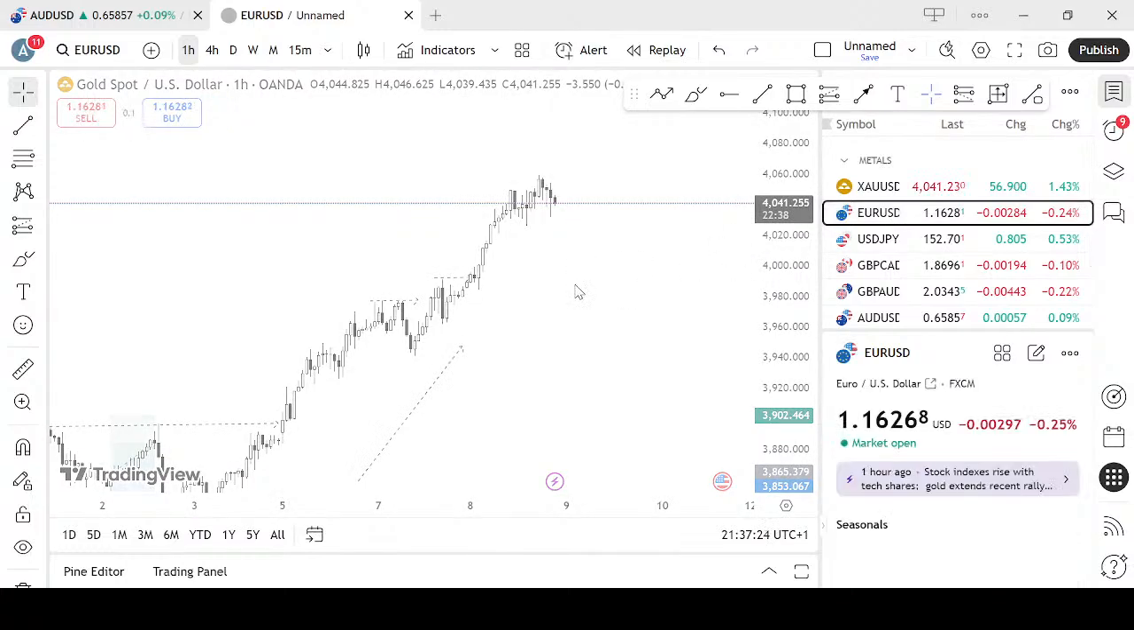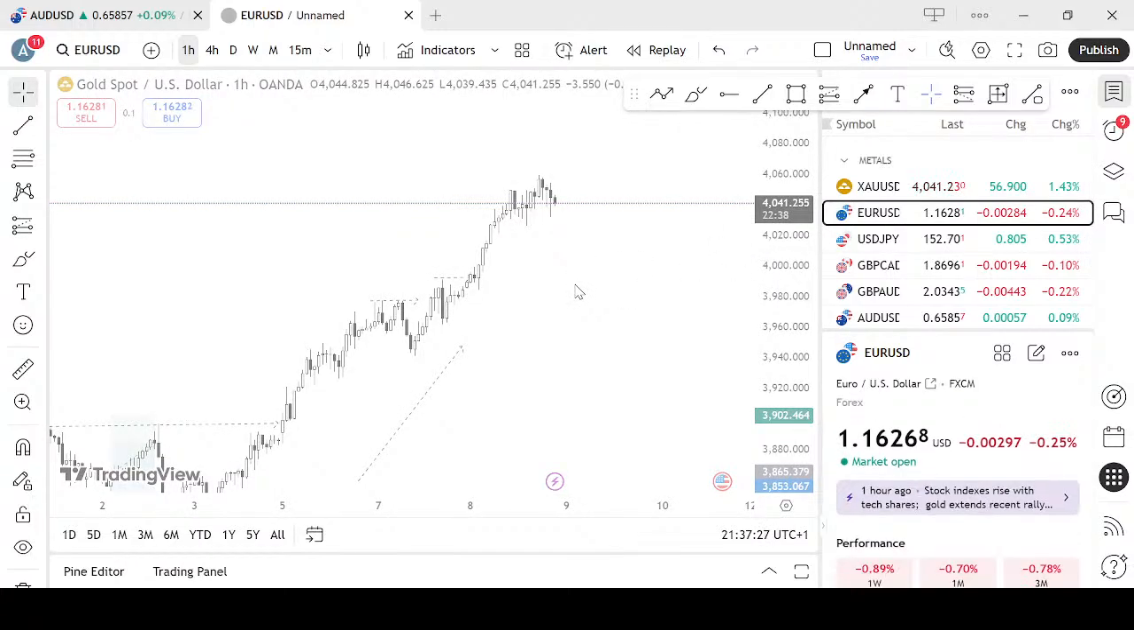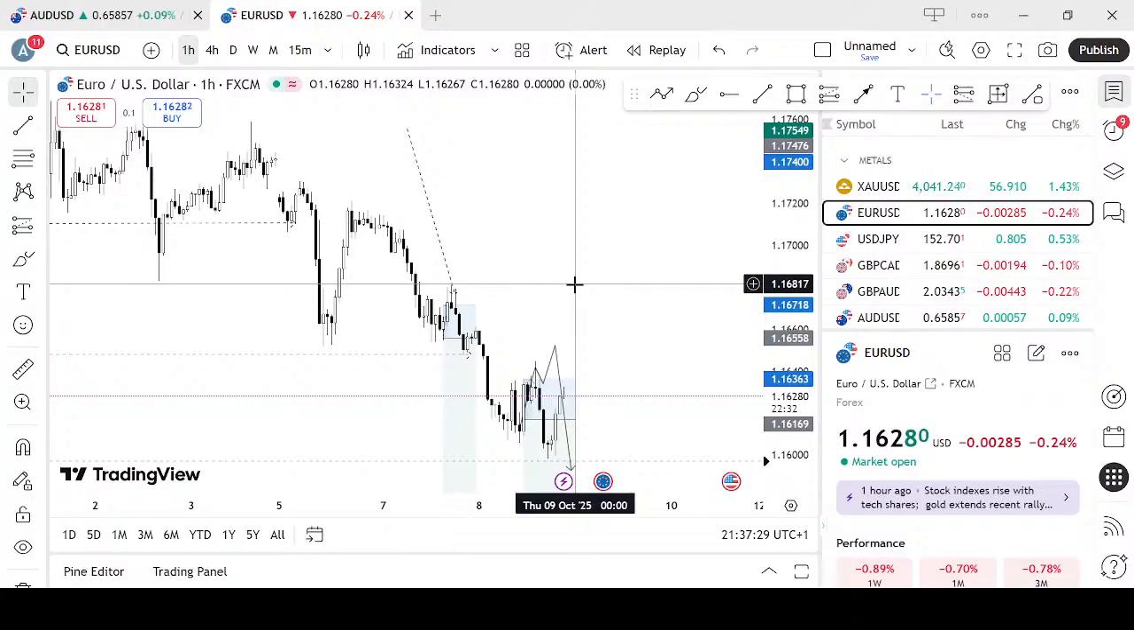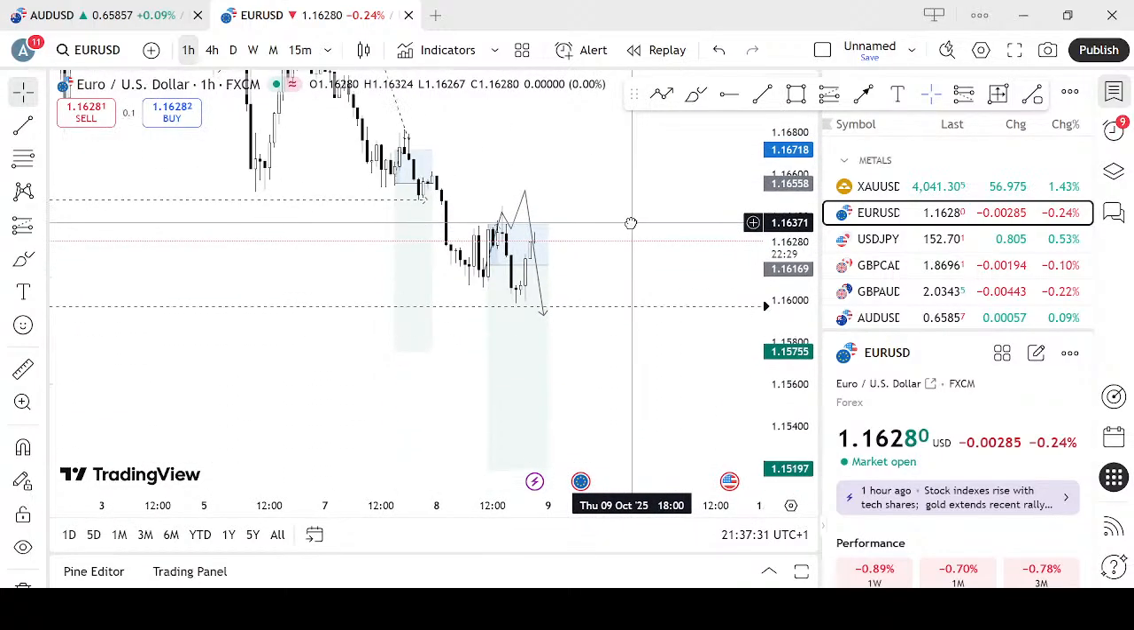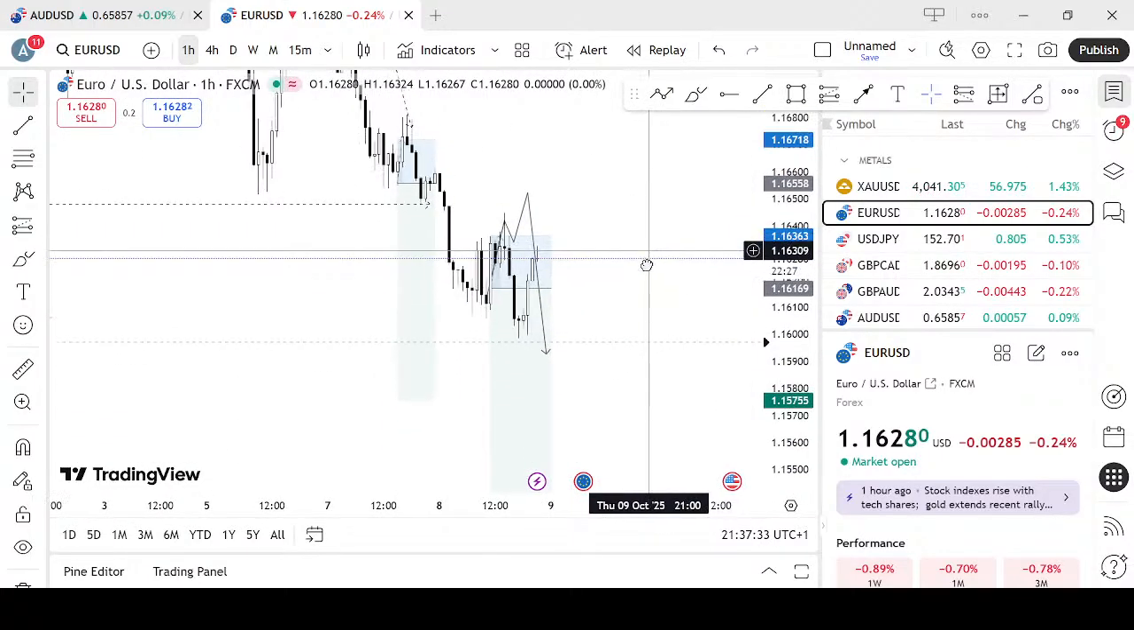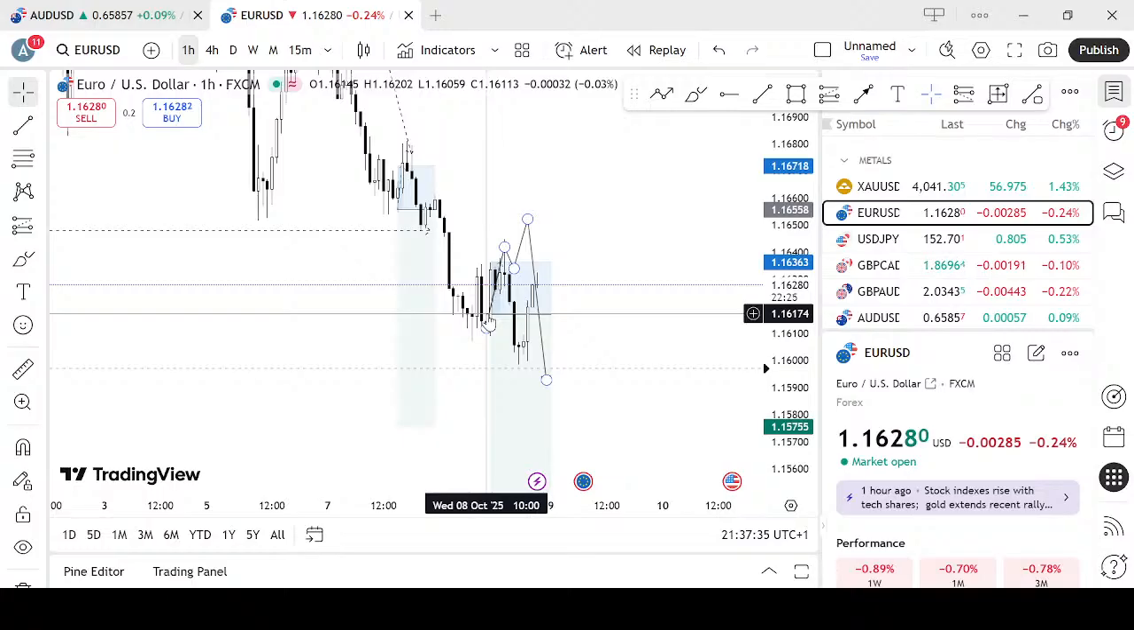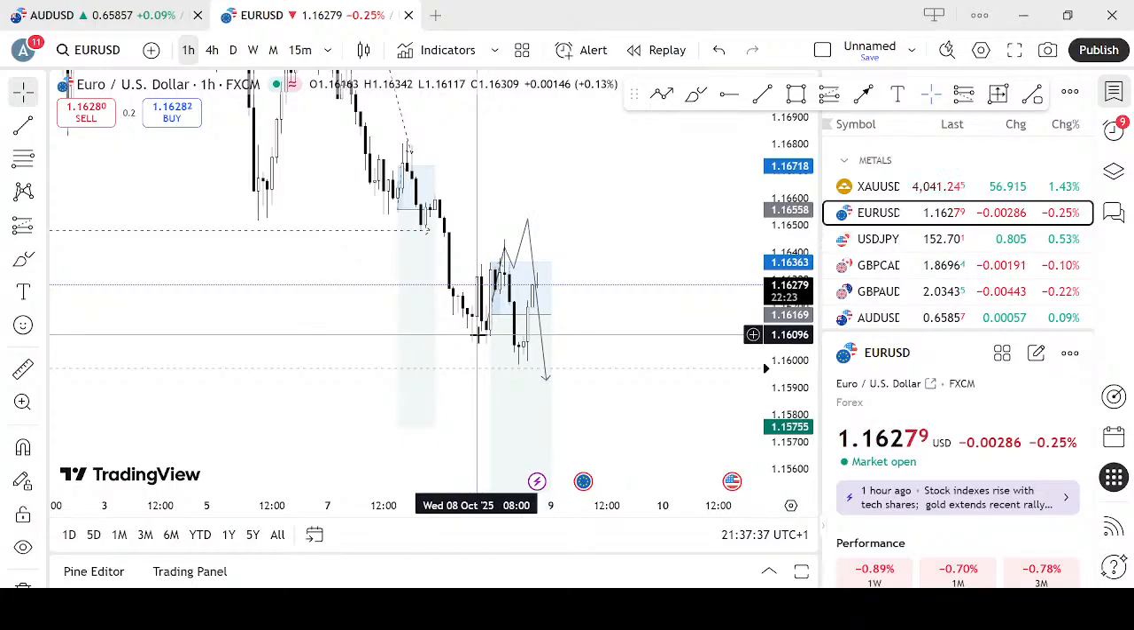So to the next pair, EUR/USD. Let's see what plays out during the day. Okay, I drew this mark in the morning. Price was here. Price was around here when I went live.